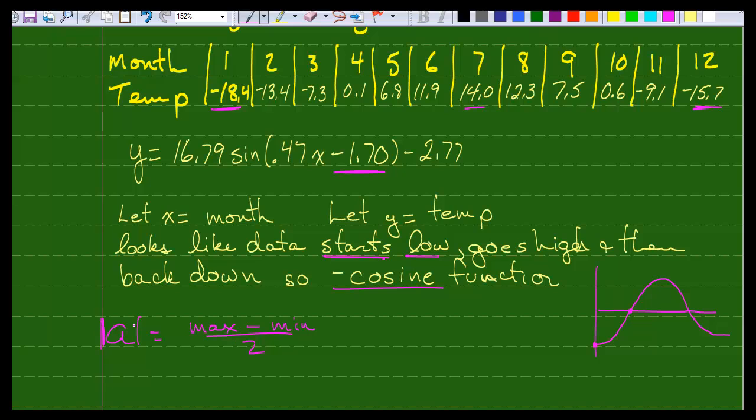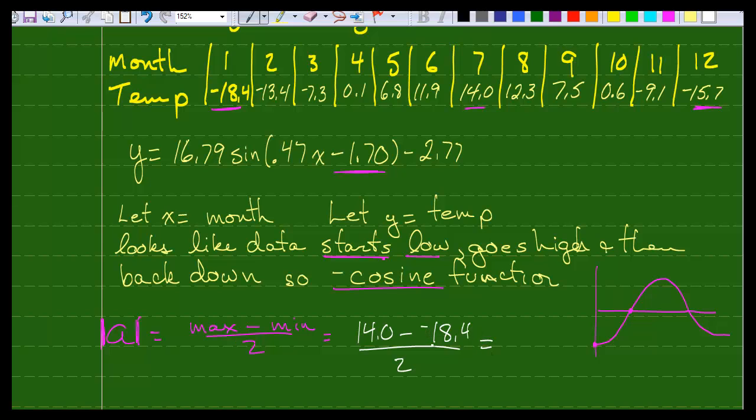Now we can calculate the absolute value of the a value here by going max minus min divided by 2. Our maximum temperature was 14.0, our minimum temperature was negative 18.4, and divide that by 2.